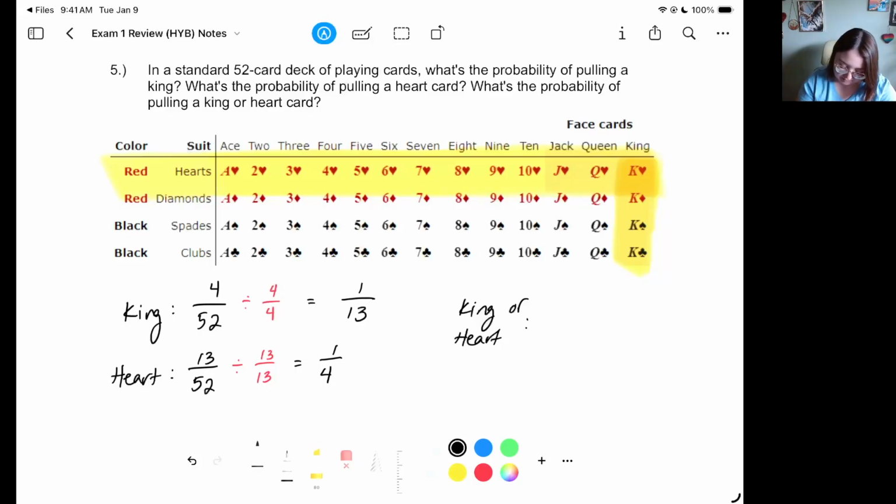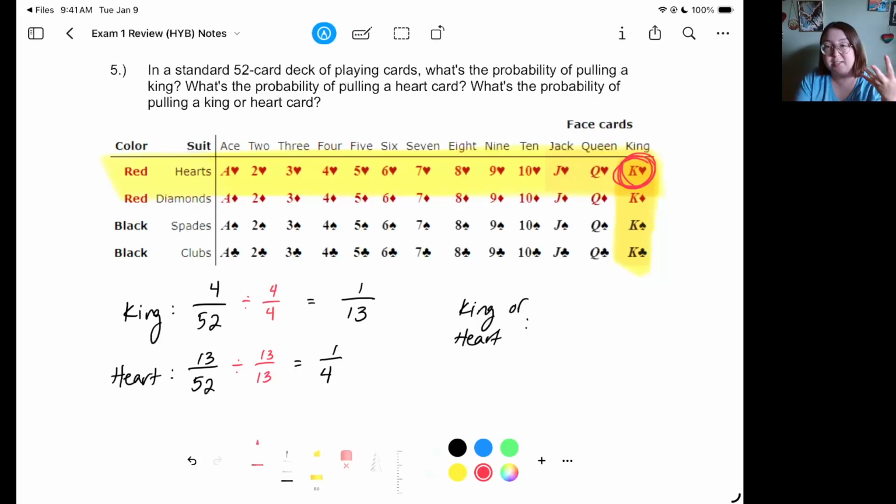But one thing that hopefully you noticed was that the king of hearts was just highlighted twice. So the king of hearts is a king card, and it's also a red card, or it's a heart card. So we can't just add them together. We can't just say, well, the king is 4 opportunities and the heart is 13 opportunities, so that makes 17 opportunities. It's not 17 opportunities because you've just counted the king of hearts twice. There's only 1 king of hearts card.